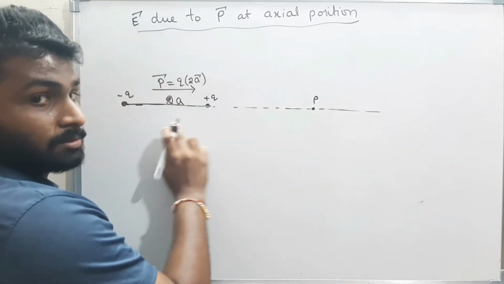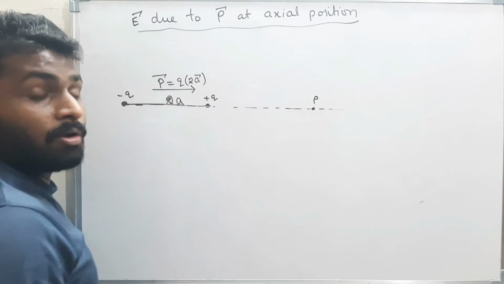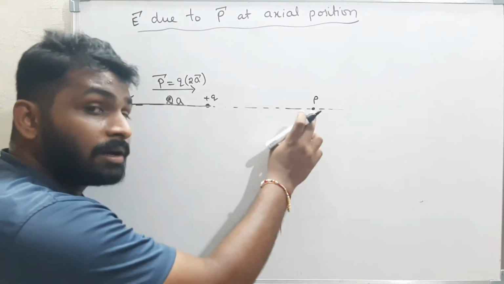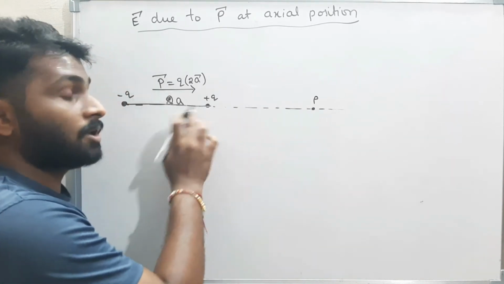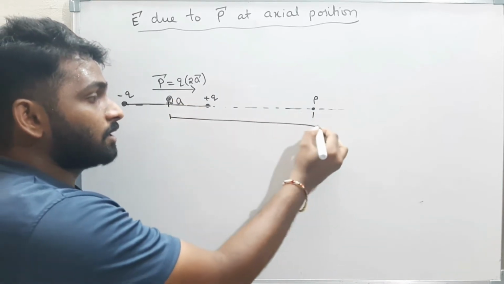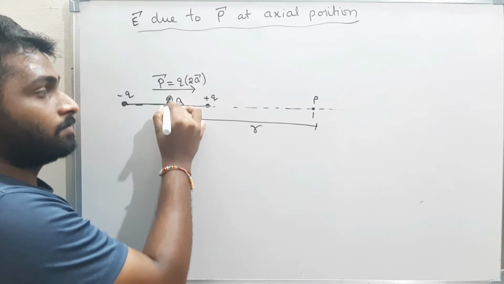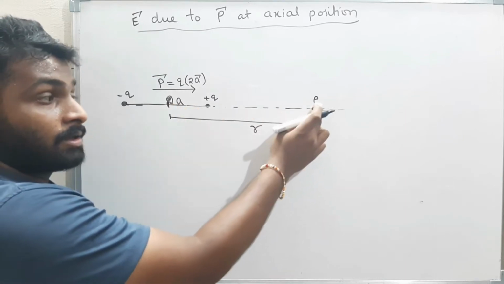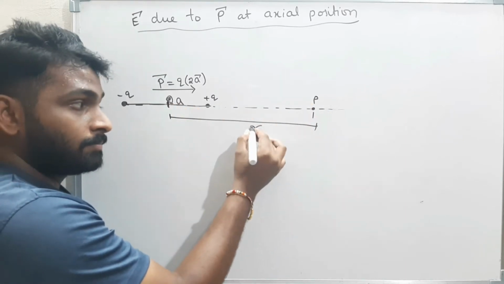This is the axial position. Now I want to find the electric field intensity at this point P because of this dipole, which is at a distance R from the center. This is the center, and from here the point P is at a distance R.